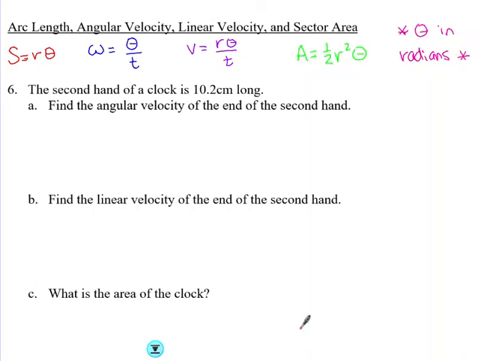So let's go ahead and take a look at some of these problems. Problem number 6 says, the second hand of a clock is 10.2 centimeters long. Find the angular velocity of the end of the second hand. So since we're trying to find angular velocity, we want to use this formula. The second hand goes all the way around the clock, so theta is going to be 2 pi, the full revolution.